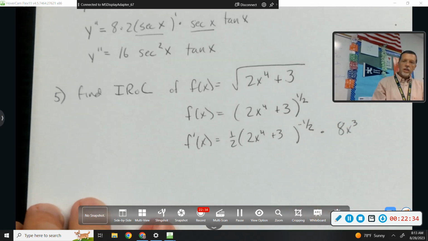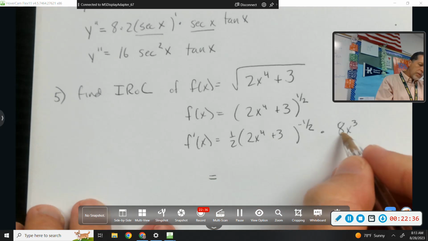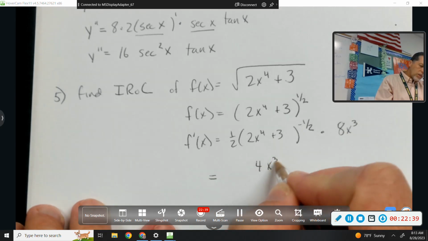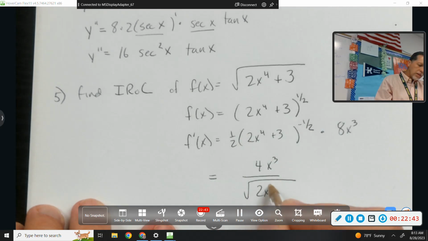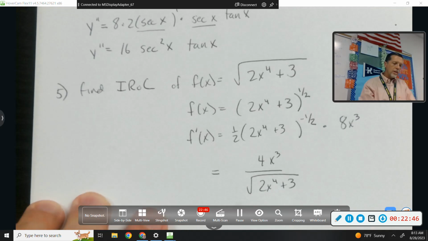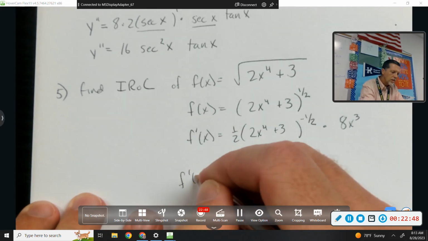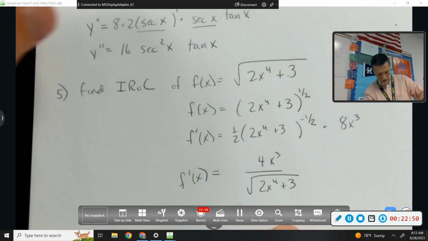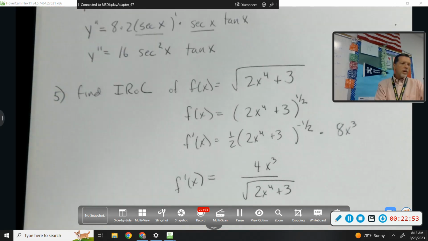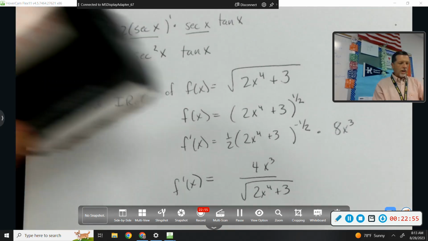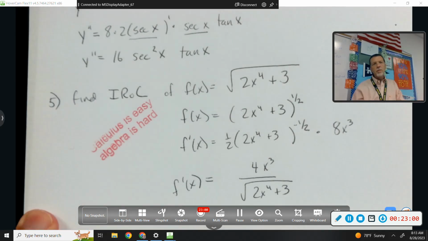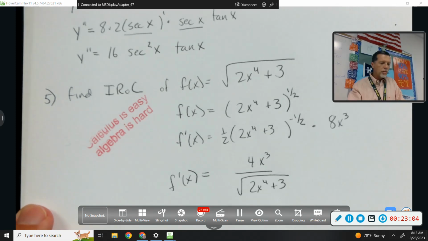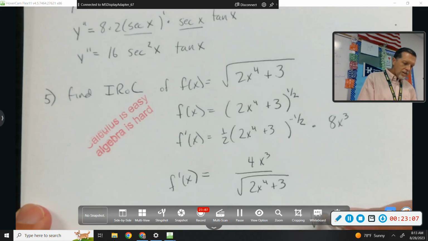And then that would probably be cleaned up. 8 and 2 would reduce. This stuff, negative 1/2 means a square root in the bottom. So it'd probably look like that on a multiple choice test. It's another great example of calculus is easy, algebra is hard. Right? Algebra steps at the beginning, algebra steps at the end. The calculus really wasn't bad, but the algebra at the front and end is what can get us.